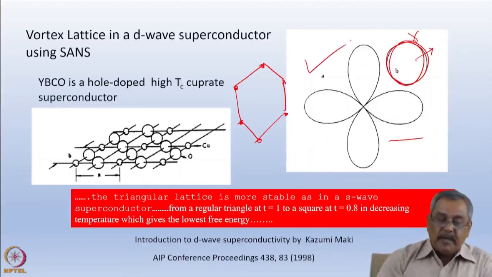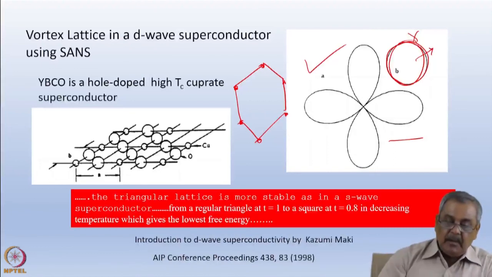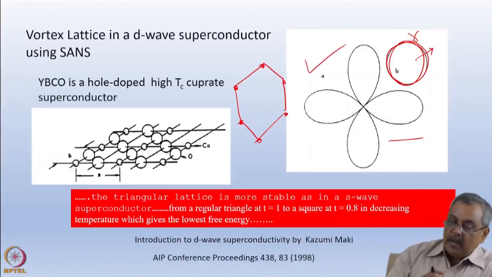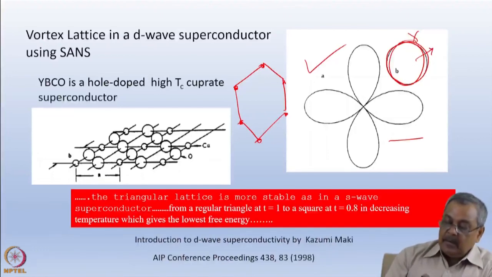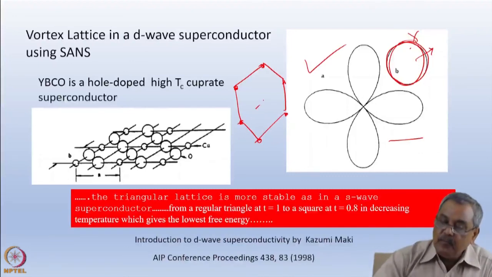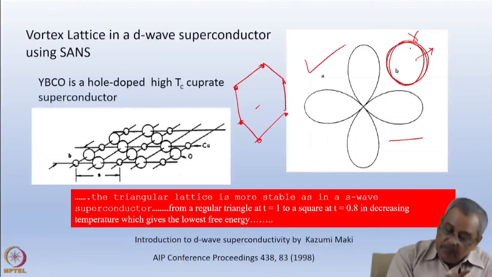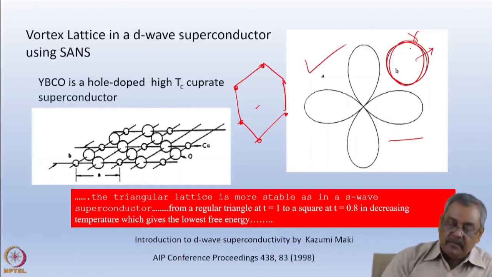It has a copper oxygen plane in which holes are doped, and basically it's a D-wave superconductor. Without getting into the argument of how the D-wave superconductor is justified, there are some observations. One is that at low field, D-wave superconductors form a hexagonal lattice of vortices embedded in the matrix, as I find in S-wave superconductors. But as we increase the field, the hexagonal lattice should distort to a square lattice.